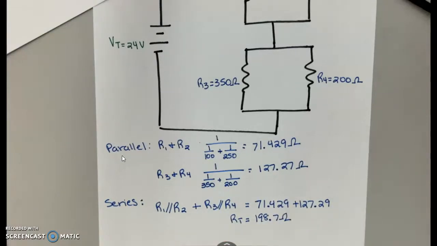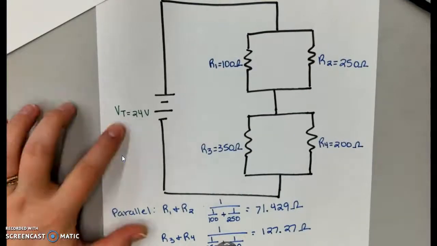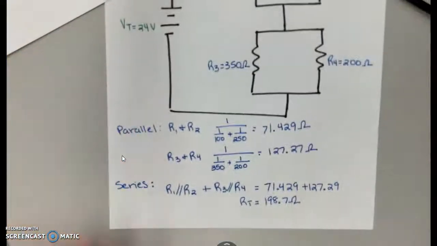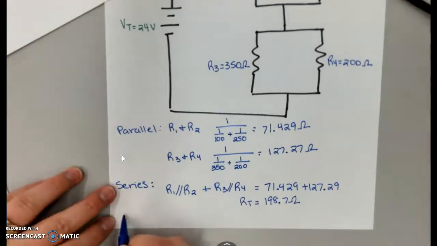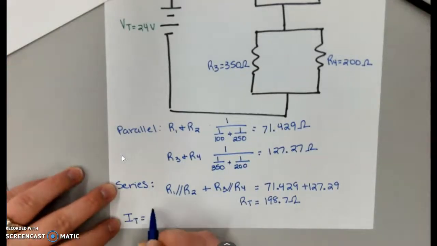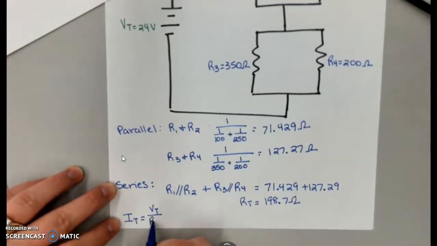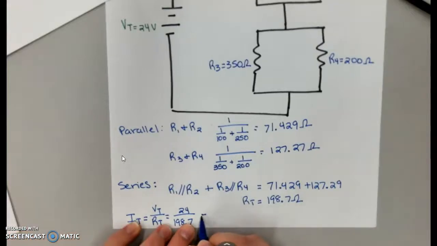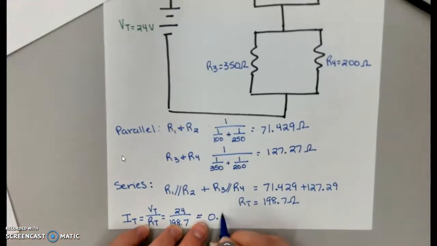Okay. Now again, we already know our total voltage, so let's find our total current. We're going to do that same thing we've been doing, where the total current is equal to the total voltage divided by the total resistance. So 24 divided by 198.7 gives us approximately 0.121 amps. And I'm running out of room, so let me grab a second page.